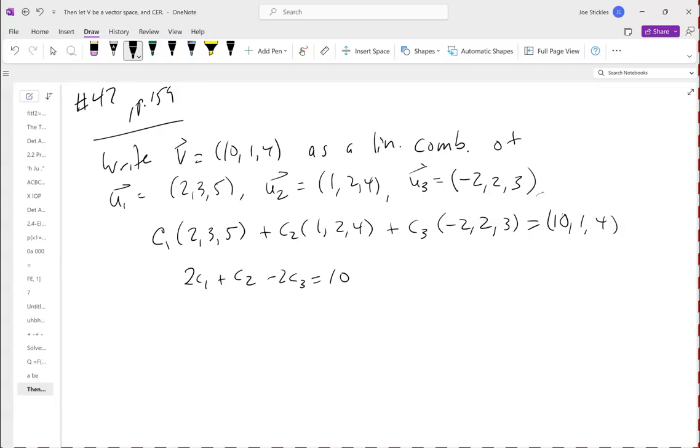Tell me another equation that comes up based on the second components. Plus how many C2s? 2. Good. Yeah, 2C3 equals 1. Yeah, exactly. That's from the second components. How about the third?